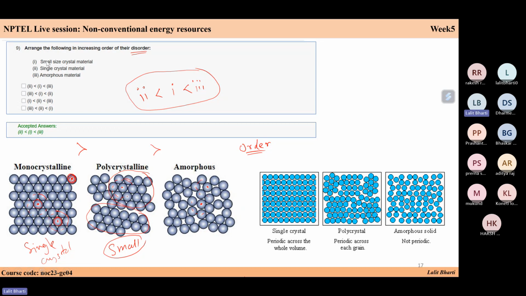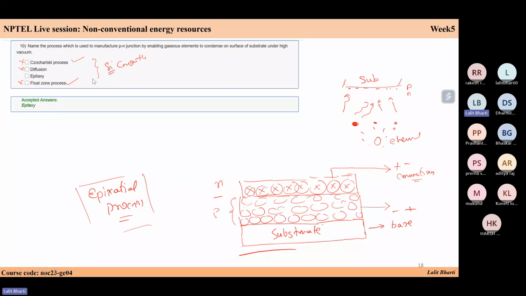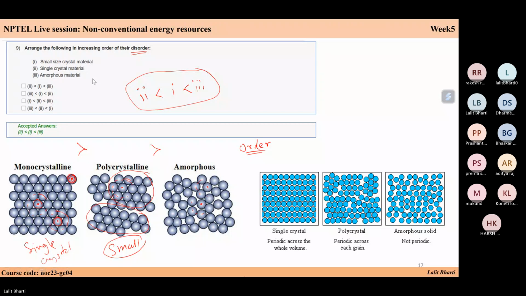So the question lists small size crystalline material, single crystalline material, and amorphous material. For the single crystalline, the disorder is the lowest. The small size crystalline, meaning polycrystalline, is in the middle, and for the amorphous, the disorder is the highest.